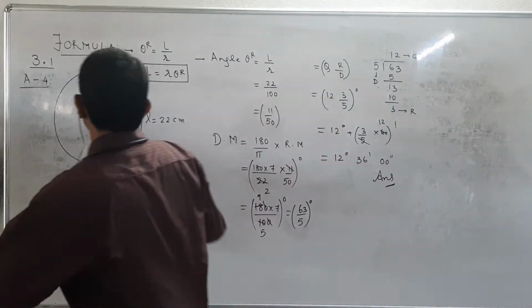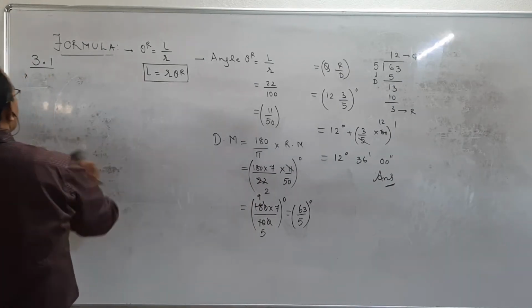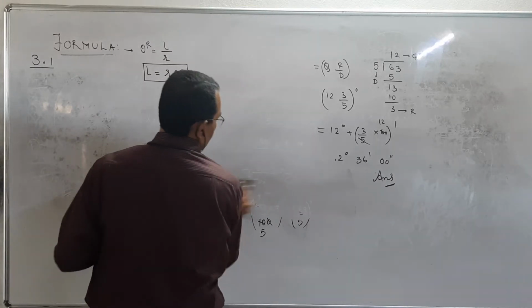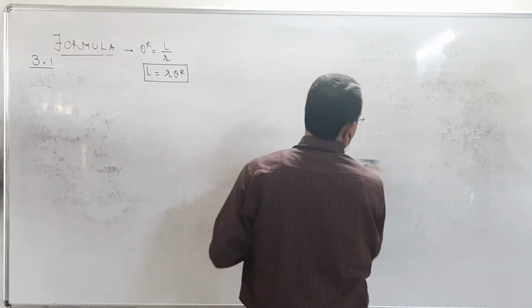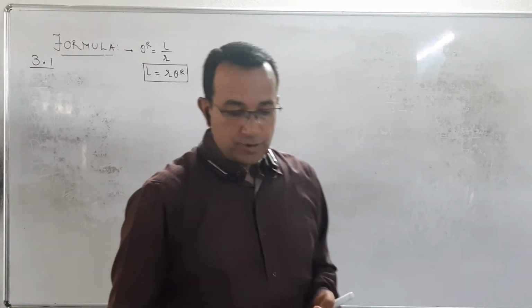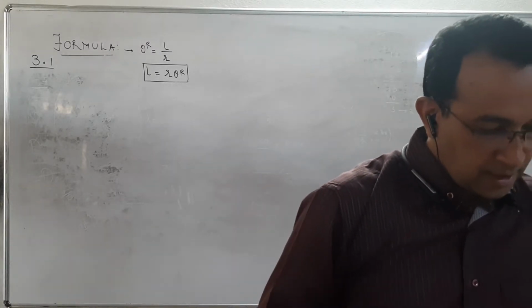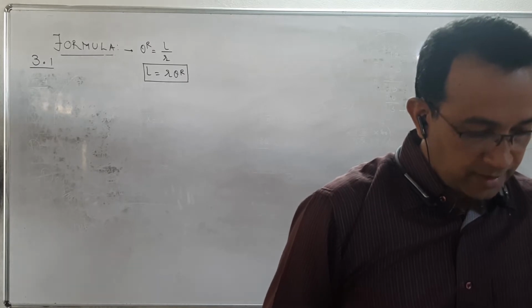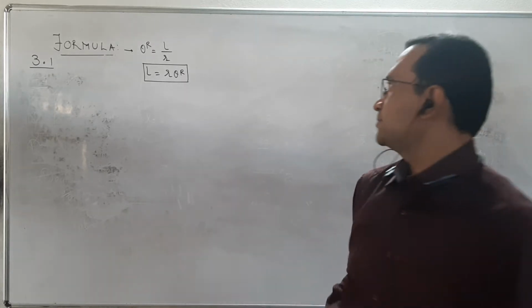Okay, let us do sum number 5 of exercise 3.1. Now, the sum is, in a circle of diameter 40 cm, the length of the chord is 20 cm. Find the length of the minor arc of the circle.